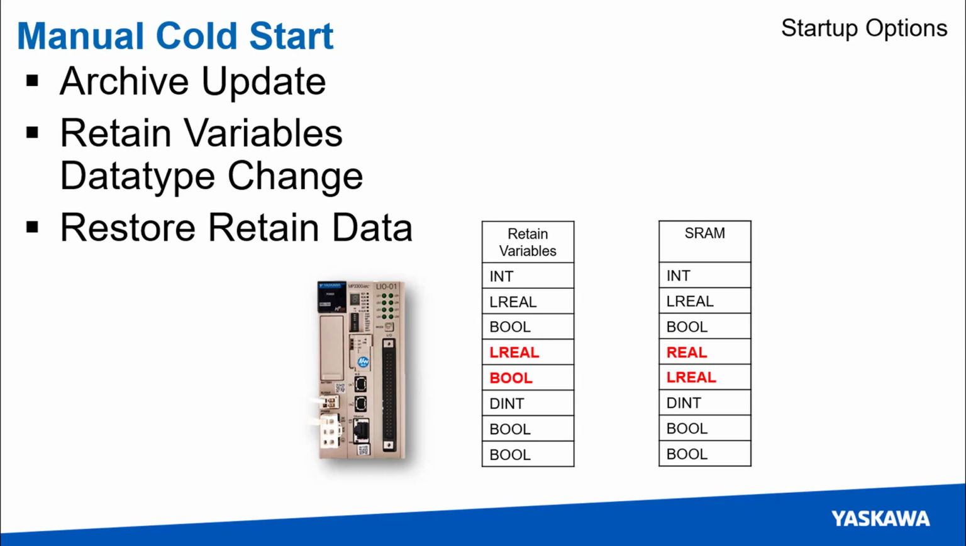Automatic cold start is not always appropriate. Consider the scenario where a project update is deployed to a machine using the archive. Part of the update was to change the data type of one or more of the retained variables. This means the current data in the SRAM does not match the data in the new project. For example, if the SRAM holds the data for a 64-bit LREAL data type, how can it write that value into a bool data type?